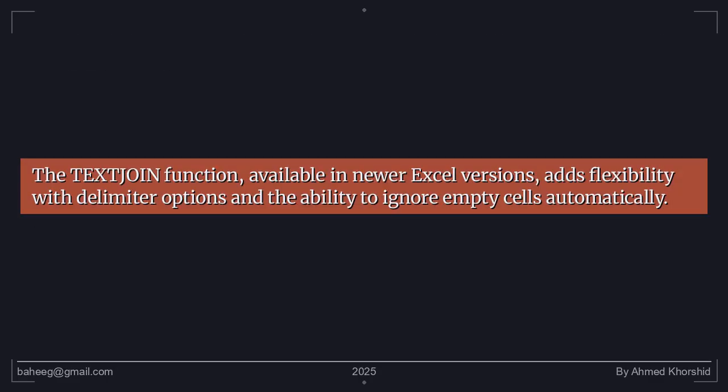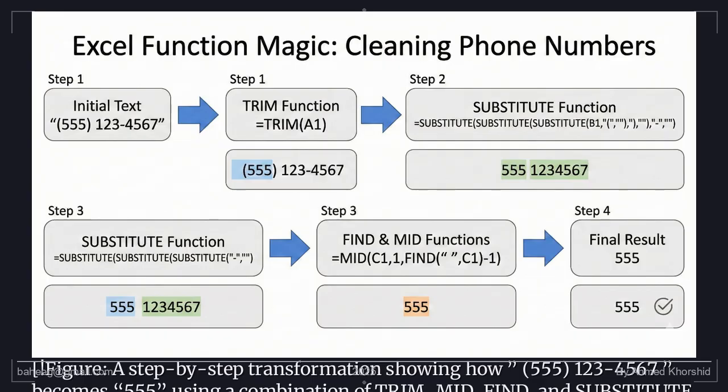The TEXTJOIN function, available in newer Excel versions, adds flexibility with delimiter options and the ability to ignore empty cells automatically. Figure: a step-by-step transformation showing how 555, 123, 4567 becomes 555 using a combination of TRIM, MID, FIND, and SUBSTITUTE functions. Include the intermediate results at each step with color coding to highlight which part is being extracted at each stage.